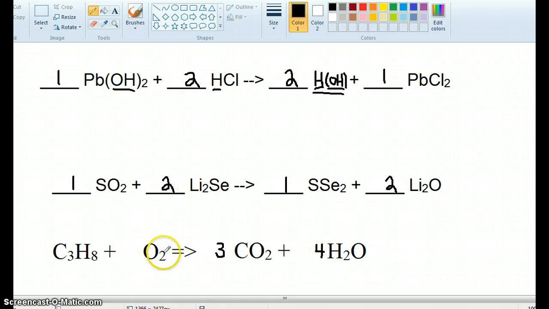And now all I have left are my oxygens. Remember, we leave our hydrogens and our oxygens until last to balance. So I've got 2 oxygens on the left, and let's see, I've got 3 times 2 is 6, plus 4 is 10. So what times 2 will give me 10? And that would be a 5. So my balanced equation is, coefficients are 1, 5, 3, and 4.